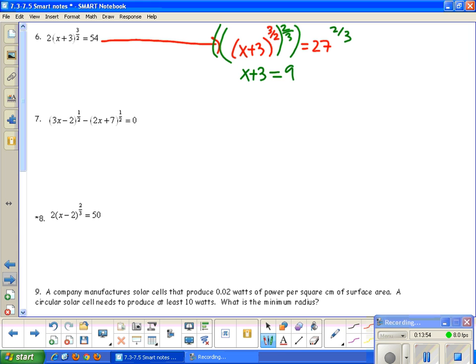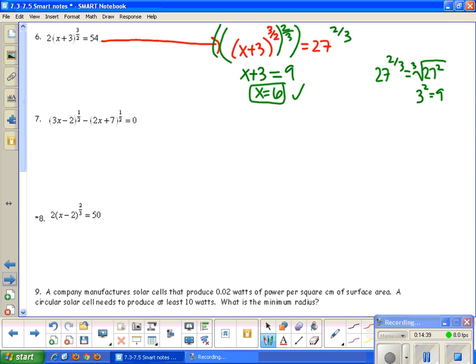We get 9. And that makes sense because if you were to rewrite 27 to the 2/3, remember that in radical form would be the cube root of 27 squared. So the cube root of 27 is 3, and 3 squared is 9. So that's where that 9 comes from. Now I'm not done because I want to solve this. So when I solve, I get minus 3 and x is equal to 6. I'm not done though because I want to make sure to check my answer. When I plug 6 in there, 6 plus 3 is 9, and if I do 9 to the 3/2 power, I get 27, and 27 times 2 is 54, so this checks out.